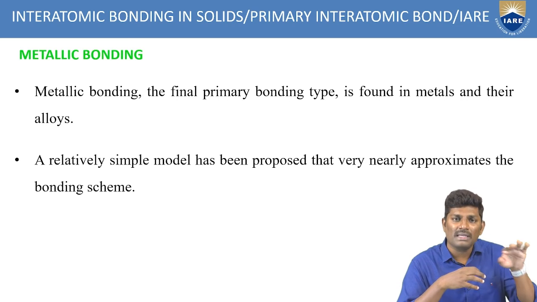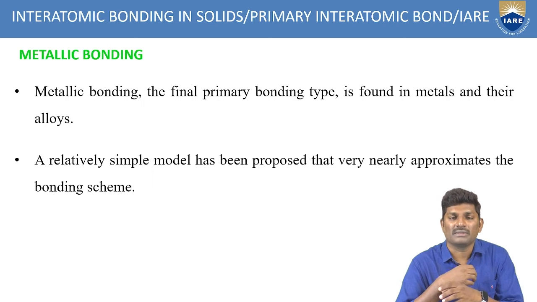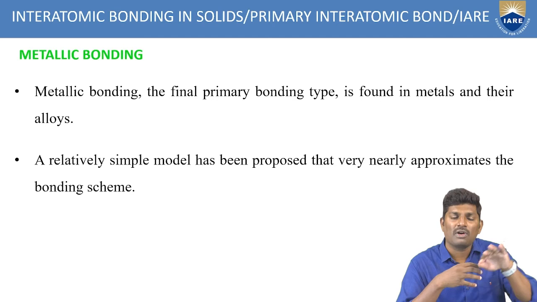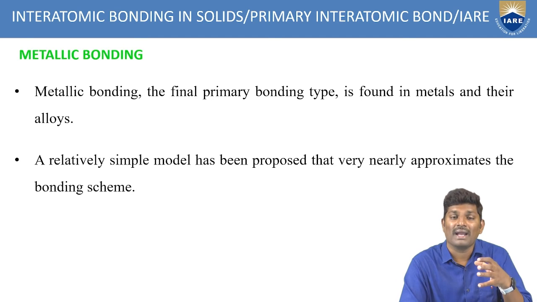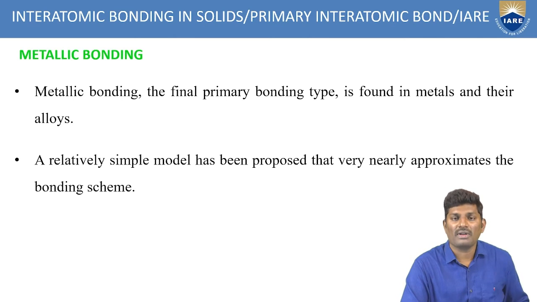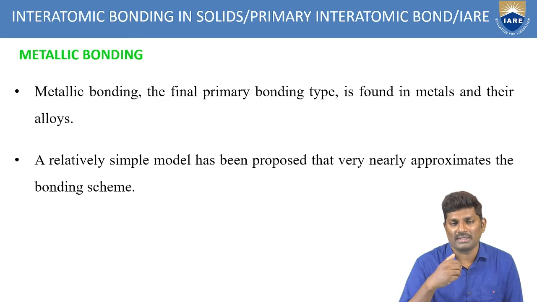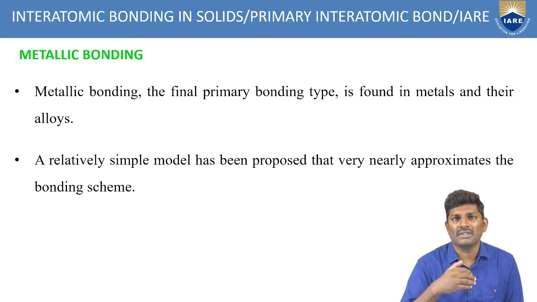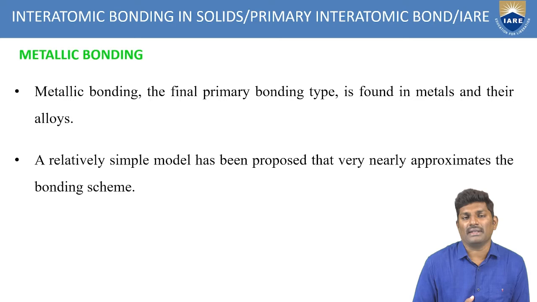Since there is an easy path for the electrons to move freely, wherever there is a gap, this free flow of electrons will fill that gap by attracting the atoms to each other, so that you can have a good metallic bonding between them. So metallic bonding is the final primary bonding type, the last category. You can mostly find it in metals and their alloys. Only in metals and their alloys can this type of metallic bonding be found.